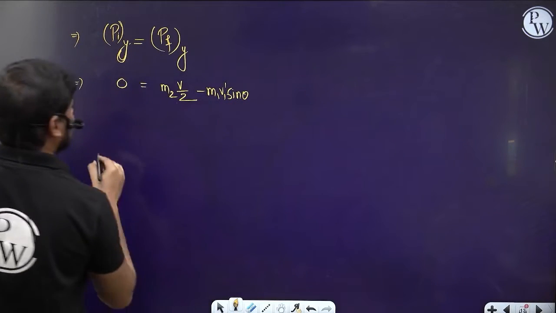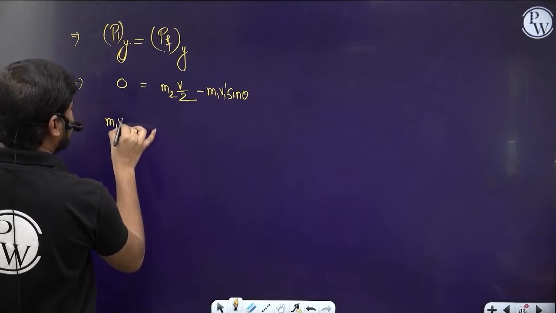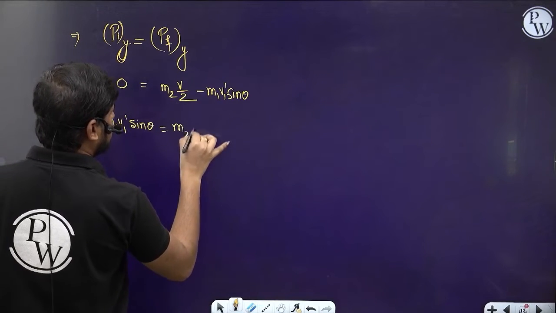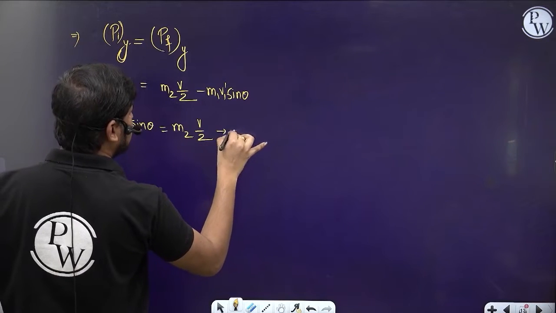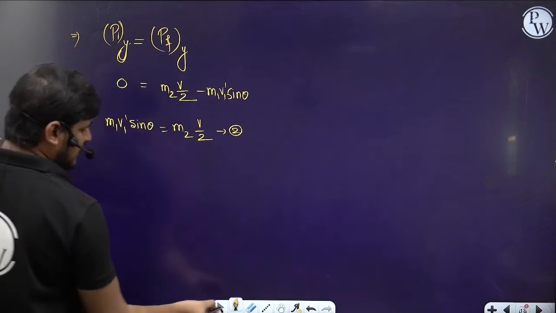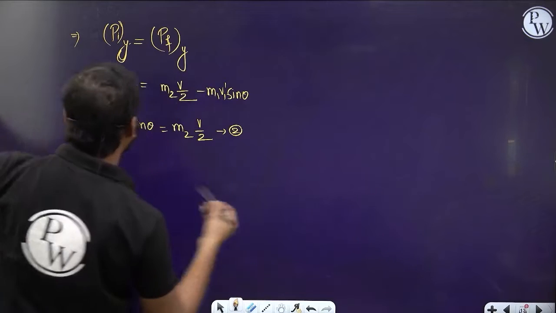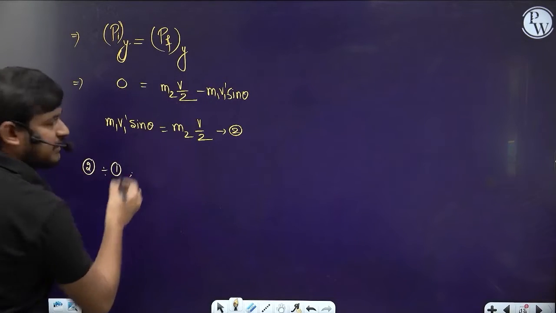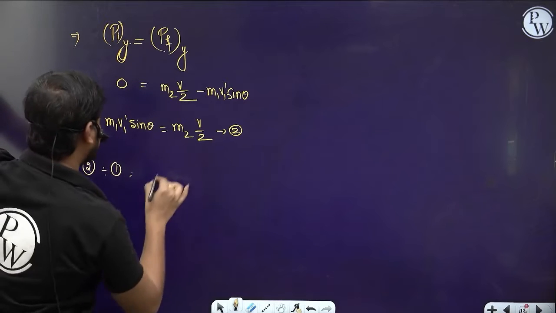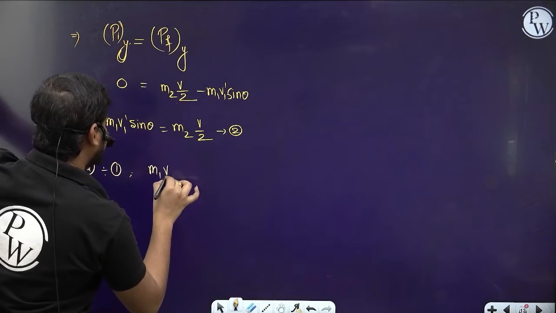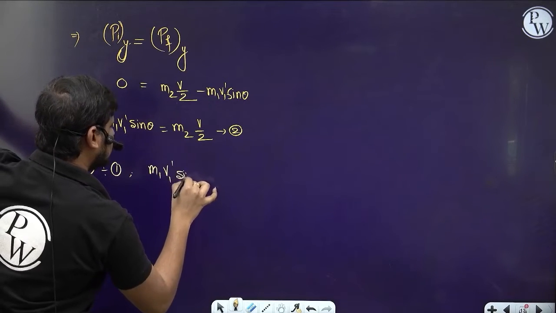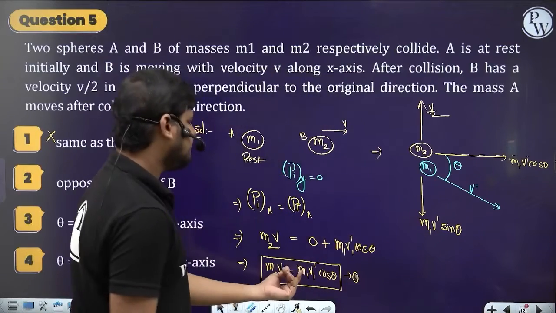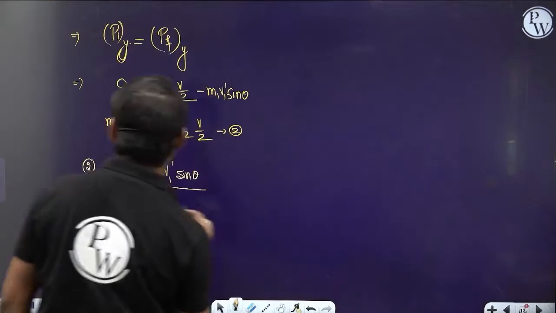Yes, so now I can write m1 v1 dash sin theta equals, same as the previous question type, m2 into v by 2. So let's write equation number 2. Now let's divide equation 2 by 1, because we need theta, right? So here I can write m1 v1 dash sin theta by, what is equation 1? m1 v1 dash cos theta.